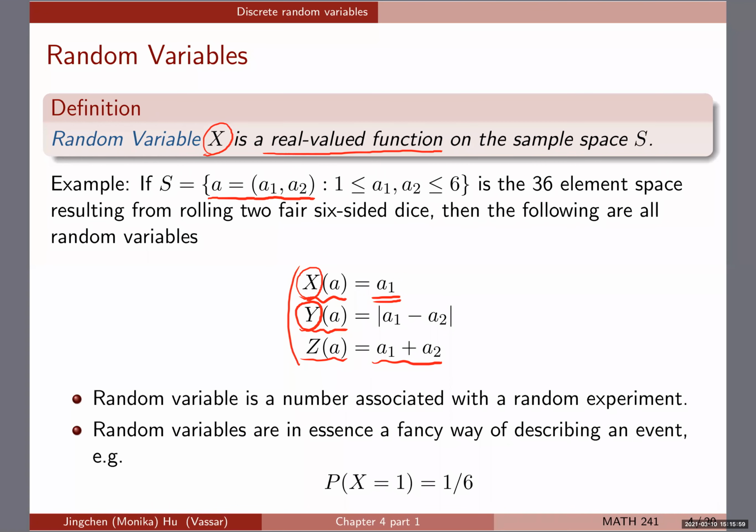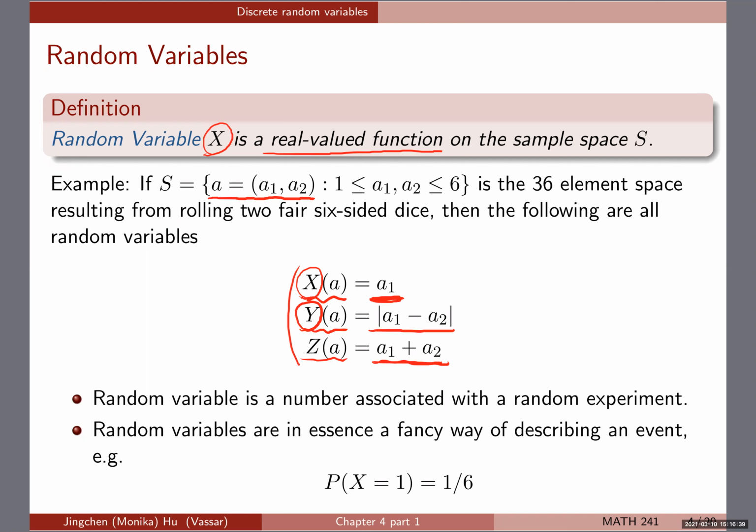A few things to keep in mind. Random variables, you can think of it as a number associated with a random experiment. The experiment here is that we're rolling two fair six-sided dice. And then the outcome, either it's just the outcome of the first roll, which is a random variable, or the absolute value of the difference between the two, or the sum of the two. They're all random variables, and they are really just a number associated with the random experiment. And I would also mention, just like I was saying earlier, random variables, you can think of it as a fancy way of describing an event.